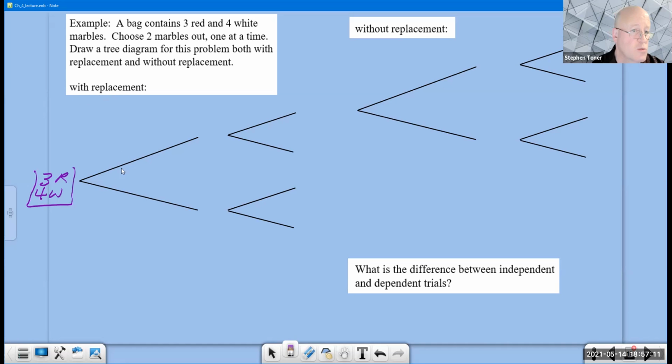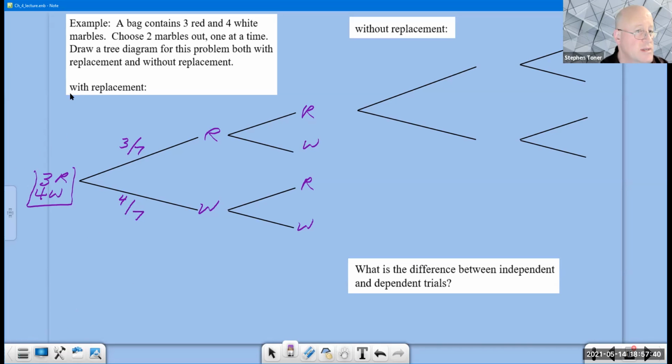So the first time is with replacement, and over at the right we'll go without replacement. We have red and white marbles, so the first draw can be red or white. The second draw can be red or white. The probability of going upward to red on the first draw would be 3 out of 7. The probability of going down to white on the first draw would be 4 out of the 7 marbles.